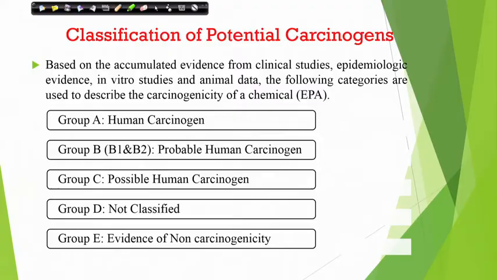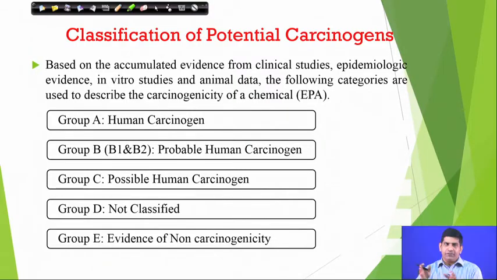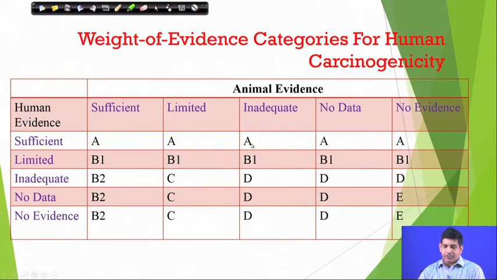Possible human carcinogen is based on the rat and mice studies. We see some indication that it could be a human carcinogen, but we have not reached the surety stage yet. We do not have epidemiological and other data to support that. Group D is not classified, group E is evidence of non-carcinogenicity. So, it is not a carcinogen. So, these are the classifications that you see, and the weight of evidence categories for human carcinogenicity.